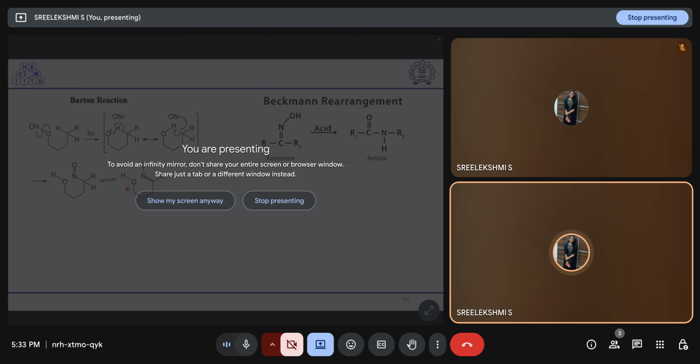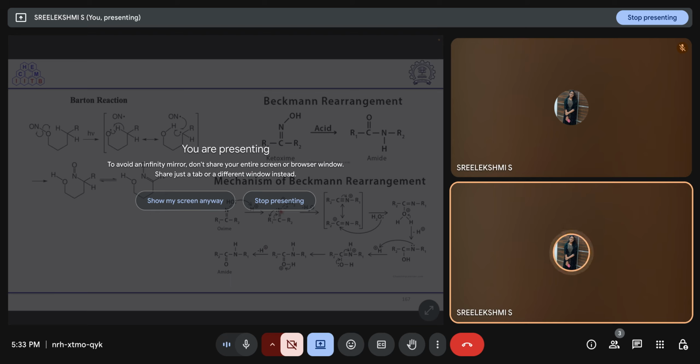Now, the next reaction is Beckmann rearrangement. So, it is a rearrangement of ketoxime into amide. So, what is happening? This ketoxime in the presence of acid is getting rearranged to form this amide. So, how it is happening? First is this, the alcohol of this ketoxime is getting protonated.